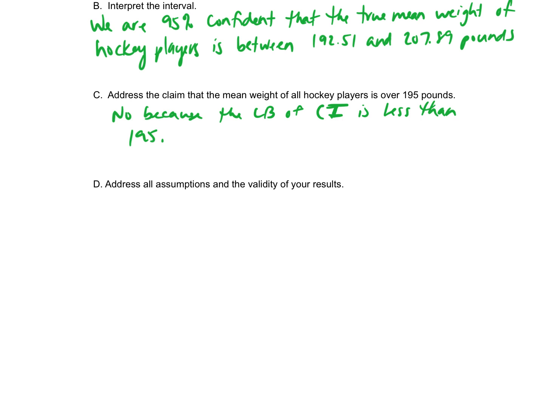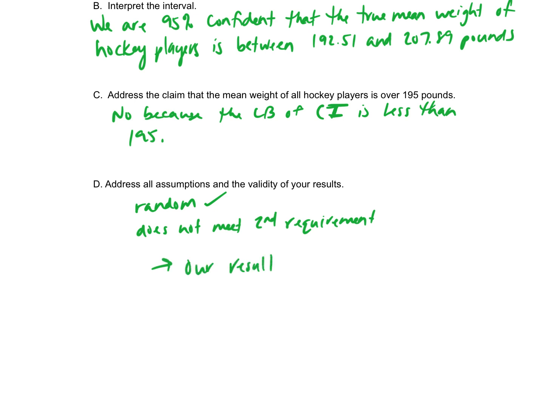All right, address all assumptions and the validity. Okay, it's random. Does it say in the problem it is normal? No, it says it is somewhat symmetric, but that does not actually mean that it's normal. And my n is less than 30. Therefore, it is random, but it does not meet the second requirement. And what that means is our results may not be valid. Is there a way to make them valid?